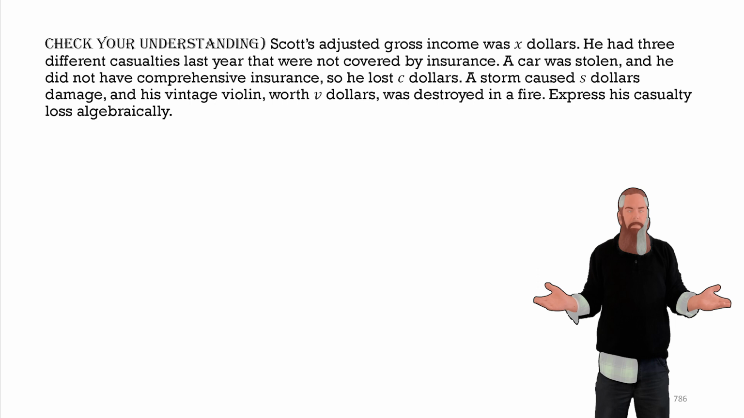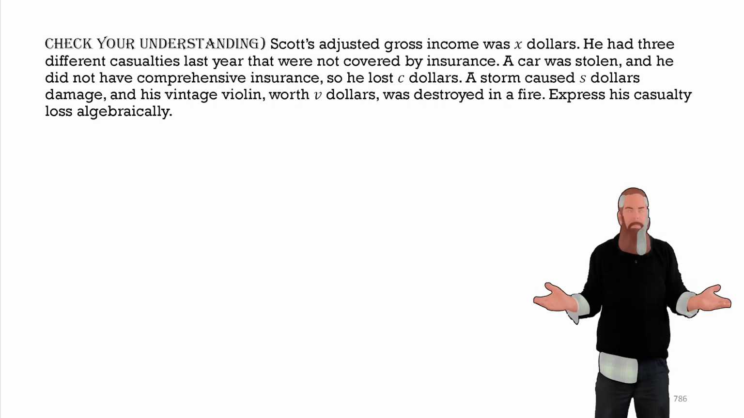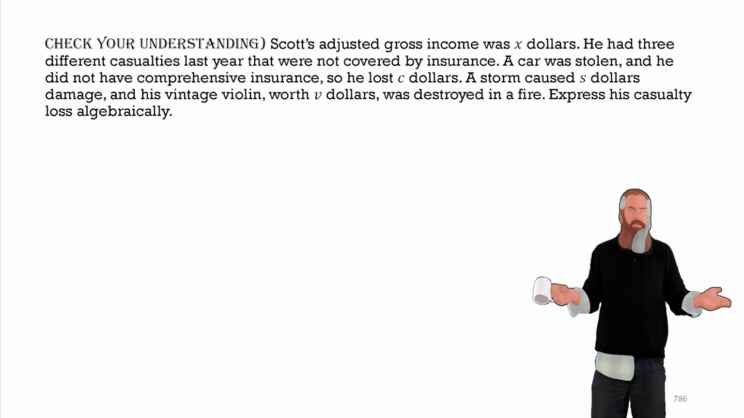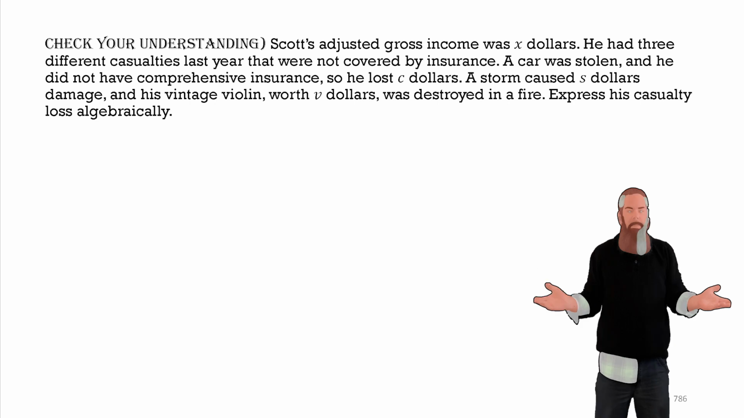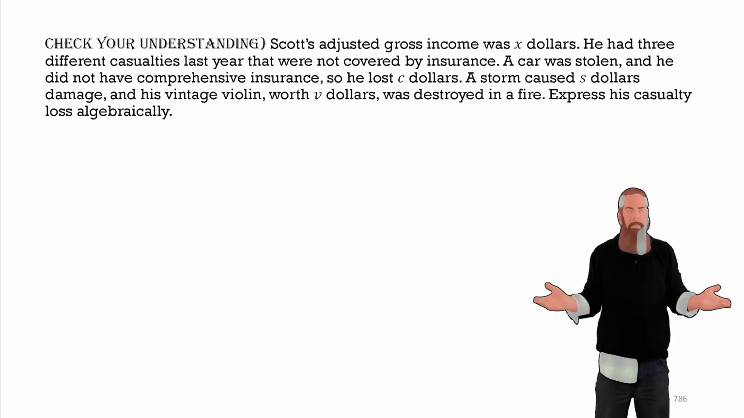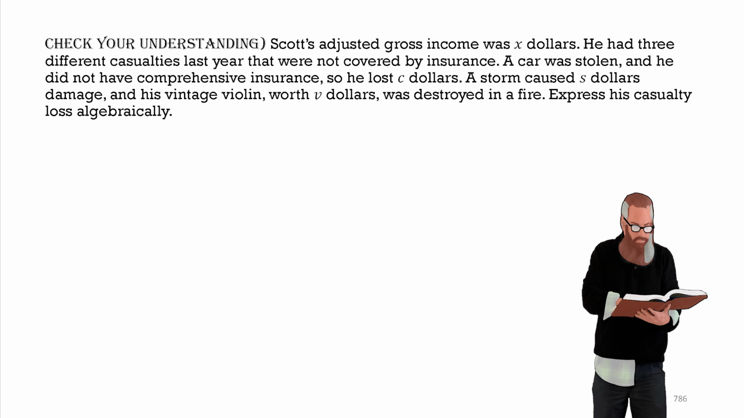Let's check our understanding of this. Scott's adjusted gross income was X dollars. He had 3 different casualties last year that were not covered by insurance. A car was stolen and he did not have comprehensive insurance, so he lost C dollars. A storm caused S dollars damage, and his vintage violin worth V dollars was destroyed in a fire. Express his casualty loss algebraically.